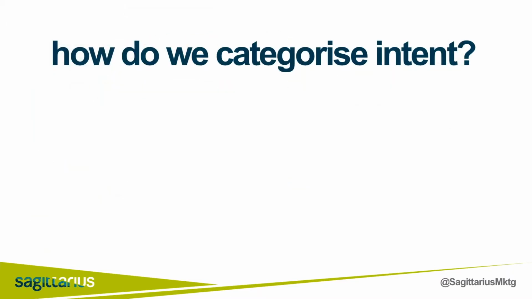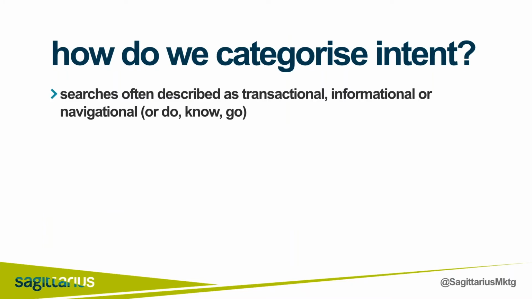So how do we actually categorize intent? There is a traditional school of thought that you can categorize search as transactional, informational, or navigational. You may hear this described as do, know, or go searches. A do search would be perhaps somebody looking to achieve a specific action, maybe trying to buy a specific product or book a service. An informational or know query would be where a user wants to learn about a particular subject. And a go or navigational query is generally someone looking for a brand or looking to go to a specific website or location. And these are absolutely still completely accurate.